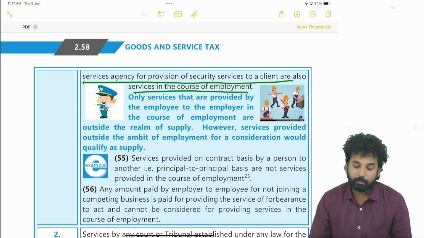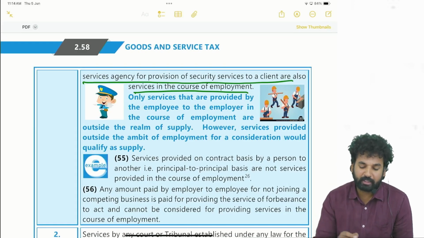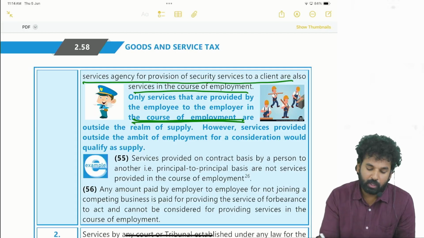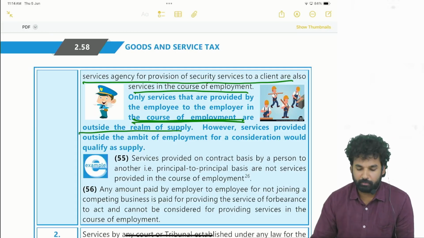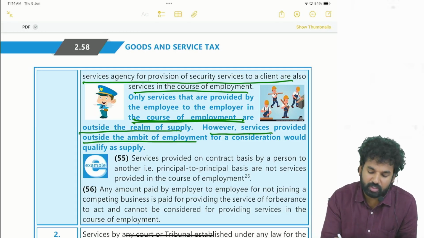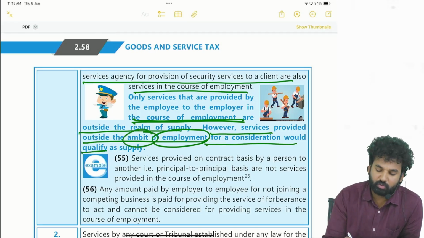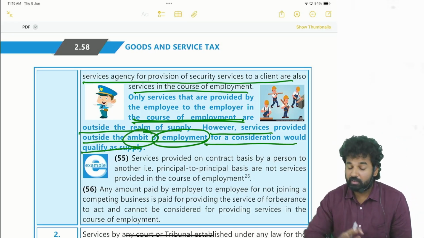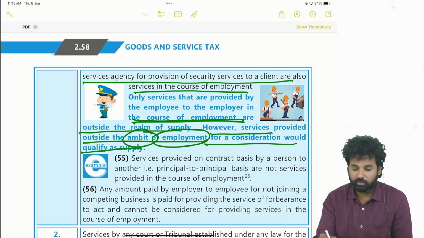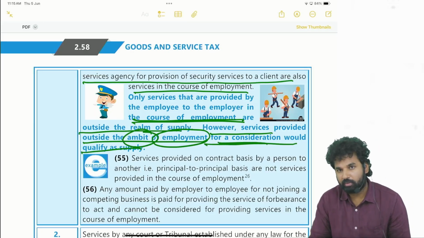Only services that are provided by the employee to the employer in the course of employment are outside the realm of supply. However, services provided outside the ambit of employment for a consideration would be qualified as supply. Even for no consideration also, that will come under supply. How? As per Schedule 1.